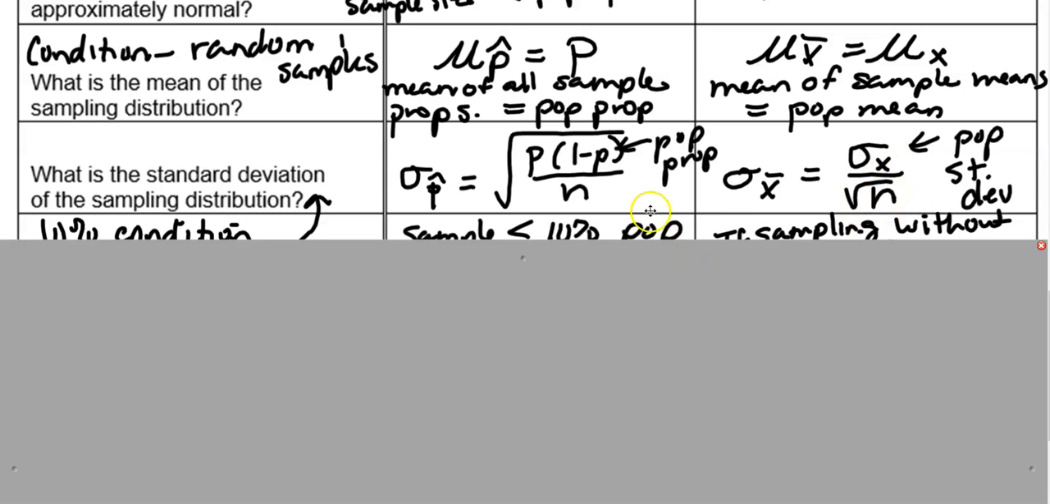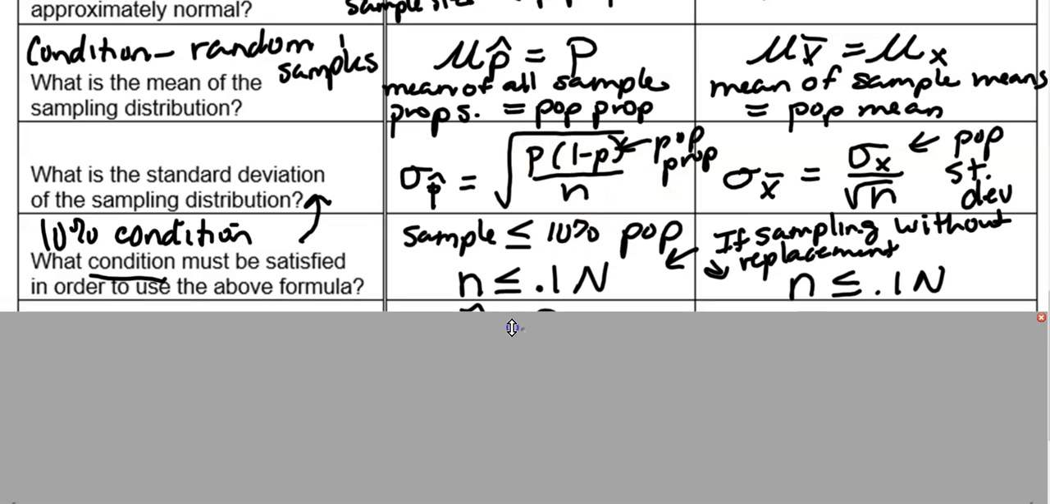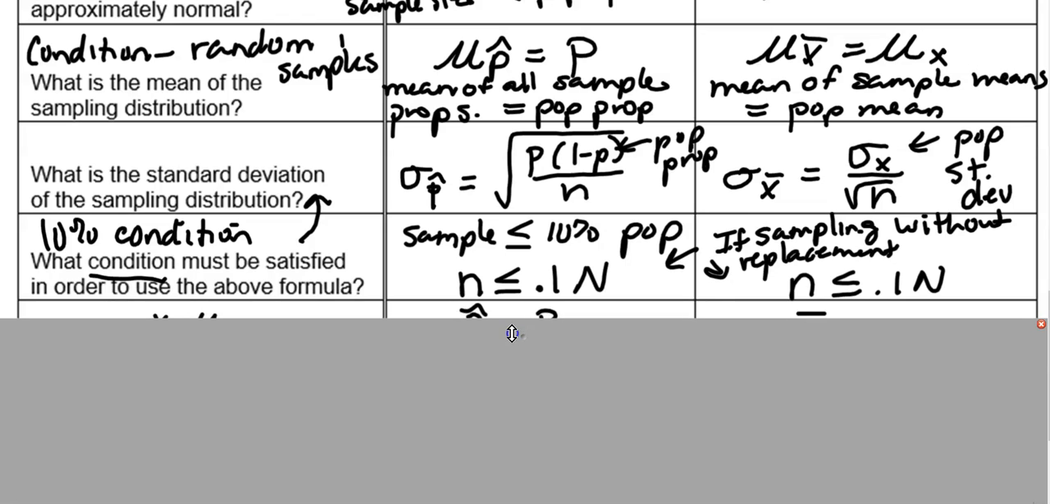Once again, there's a condition that allows me to use these formulas, and that is called the 10% condition. I have to verify that as I'm sampling without replacement from a population, the sample size is small enough that the probability of getting each of the different individuals from the population won't change very much. So I have to verify that the sample is less than 10% of the population, which can be symbolized little n is less than or equal to 0.1 times big N.